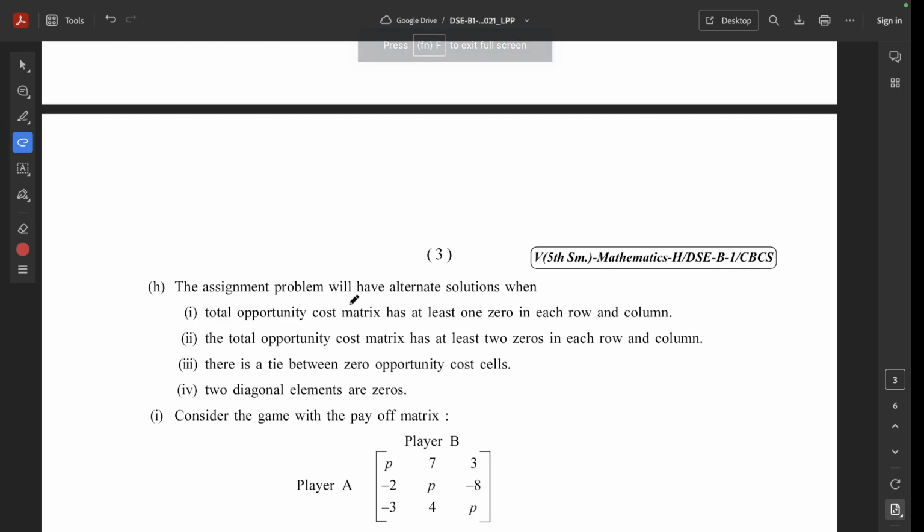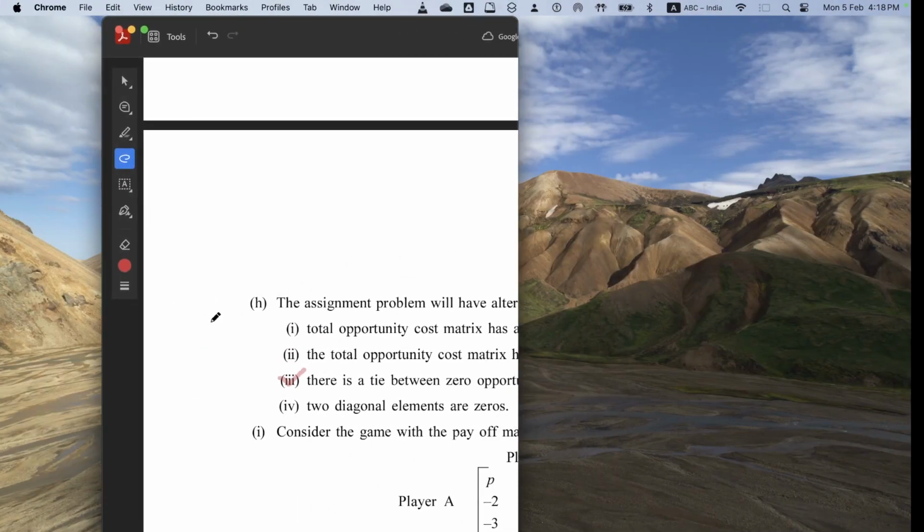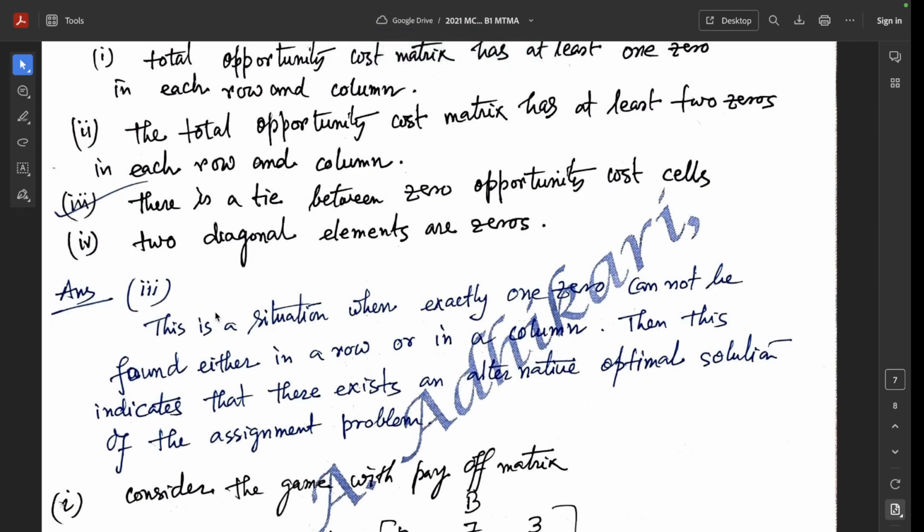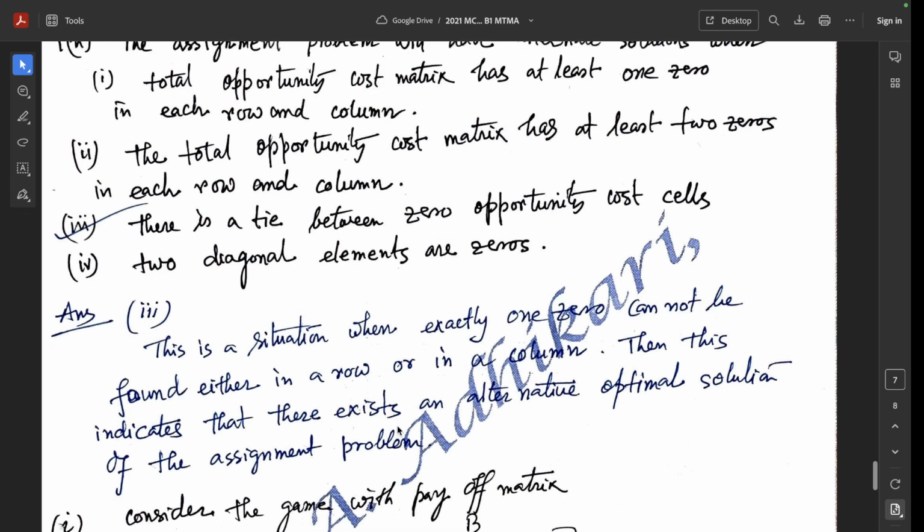Question 8. The assignment problem will have alternate solutions when there is a tie between zero opportunity cost cells. Option 3. This is a situation when exactly one zero cannot be found either in a row or in a column. Then this indicates that there exists an alternative optimal solution of the assignment problem. So the correct option is 3.